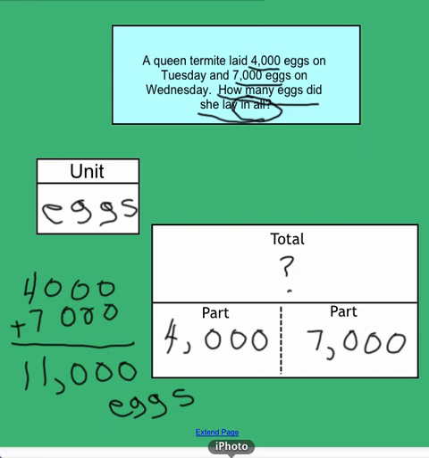If I had had an answer of maybe 100, that would not make sense. 4,000 and 7,000, and then if we had ended up with an answer back in the hundreds, I would know I need to recheck my work. That would not make sense. But our answer of 11,000 does make sense.